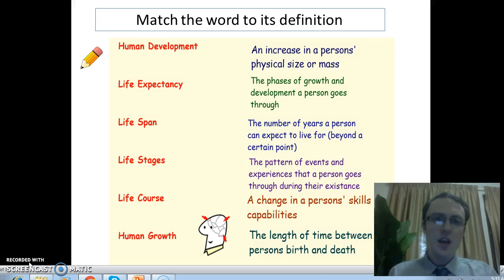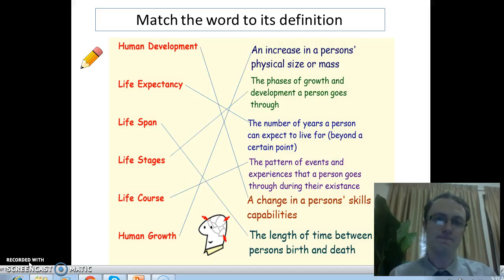Okay. I want you to begin by matching the term with the definition. So pause the video at home and see if you can match them up. Okay, here's your answers, and the two main words I want you to know inside out are human growth and development, because they are the title of this unit. Yeah, those words make up the title of this course.